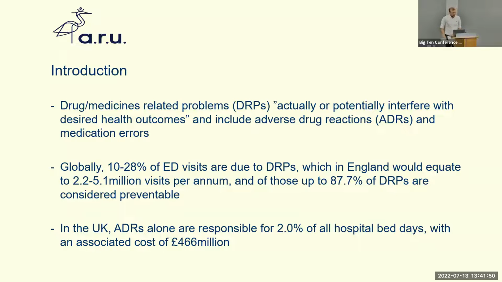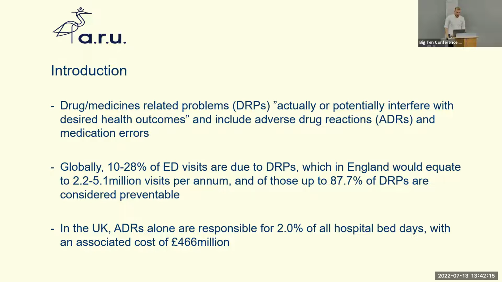By means of background and introduction, drug-related problems, DRPs, actually or potentially interfere with the desired health outcomes. They include ADRs, medication errors, but also other things, adverse events, etc. It's kind of a global overall term. And when we talk about DRPs, I'm not talking about illicit substances per se, we're talking about those that are part of regulated normal practice, prescribed medicines.